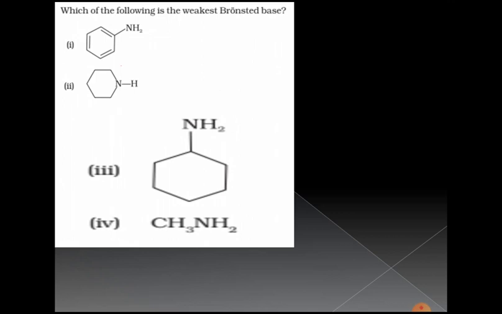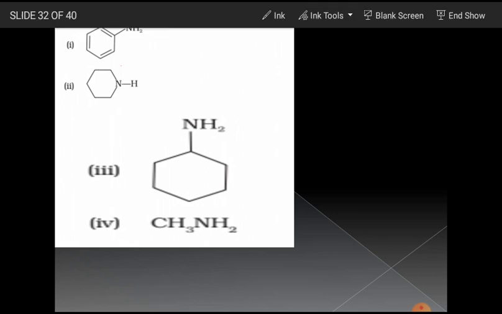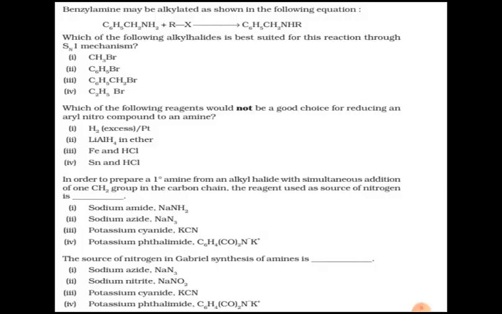Which of the following is a weak Bronsted base? So here we have to understand that aniline is the weakest Bronsted base among the given compounds because of resonance. Resonance is present. So since resonance is present, the lone pair is less available for the donation to the acid, and as a result of which it is going to be the weakest Bronsted base. Let us now talk about the next question.